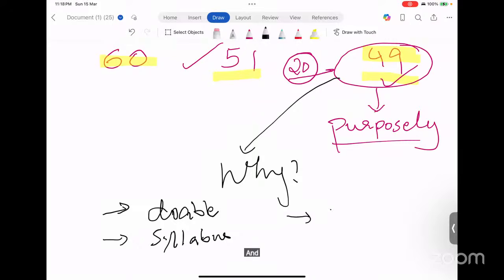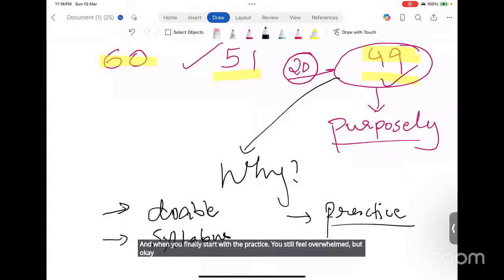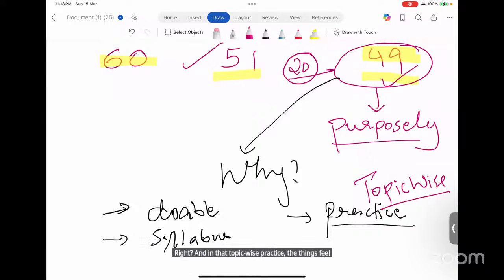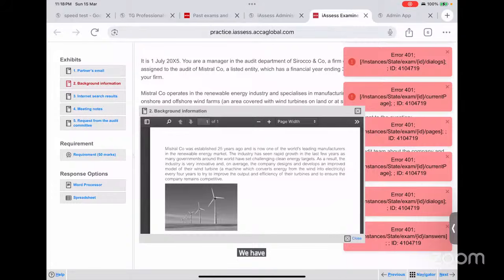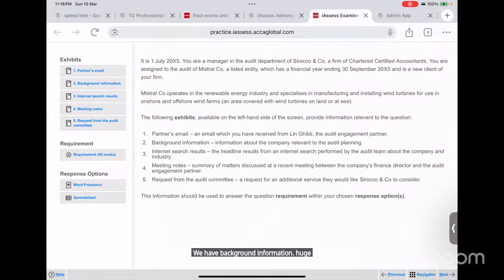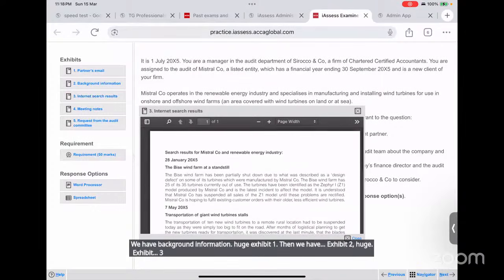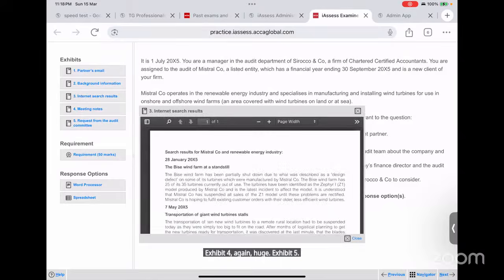And when you finally start with the practice, you still feel okay, because you are doing topic-wise practice. When you start with your kit, you're doing topic-wise practice, right? And in that topic-wise practice, the things feel right. But when you sit for the paper, especially when you solve question number 1, where the case study has so much information, do you want to see what kind of information we have? We have background information. Huge. Exhibit 1. Then we have exhibit 2, huge. Exhibit 3, huge. Exhibit 4, again huge. Exhibit 5, so much information.